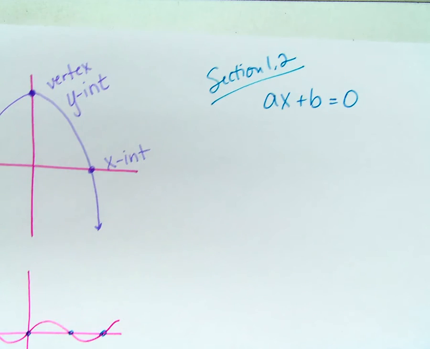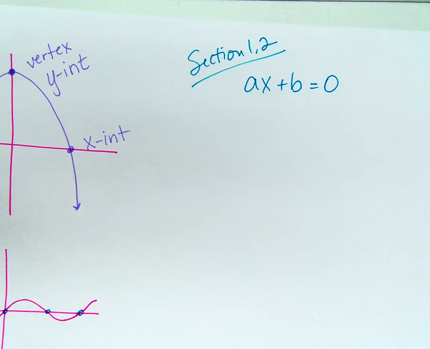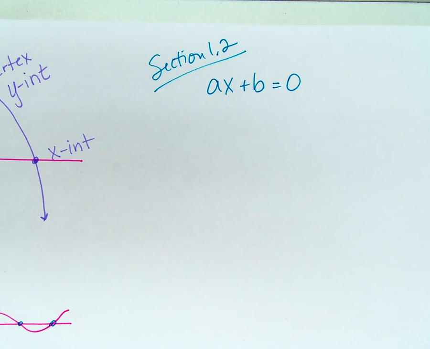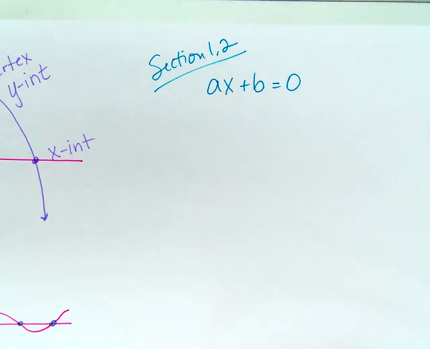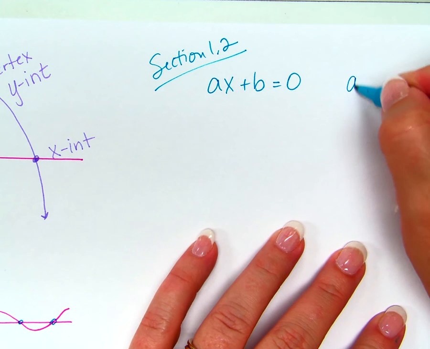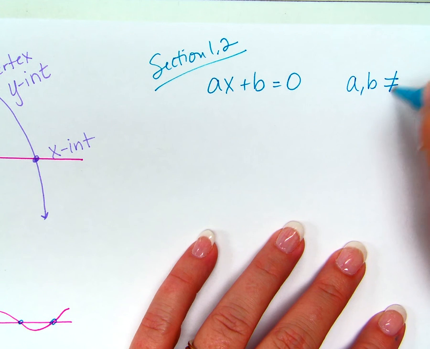What is that? What kind of equation is that? Good guess. It's a linear equation. How do I know it's linear? Because it's got just an x in it, right? Now, I kind of tricked you by saying what equation it is, but I didn't give any values for a and b. That makes a huge difference. What I also have to make sure to say is that a and b are not 0.